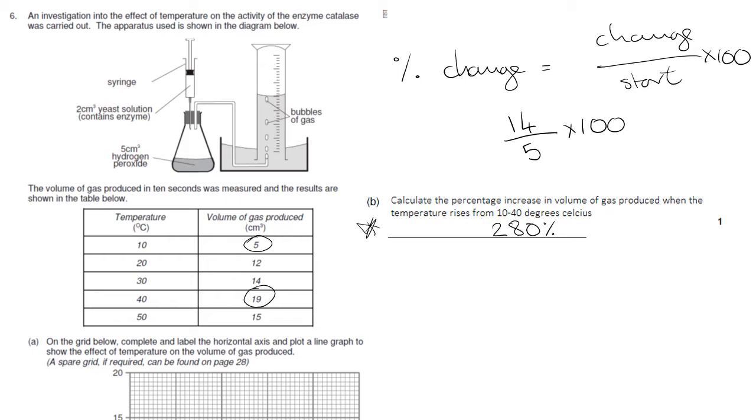Okay, what you've got to do is you've just got to know this equation. Percentage increase, percentage decrease, it's a percentage change. So it's the change divided by the start times by 100.